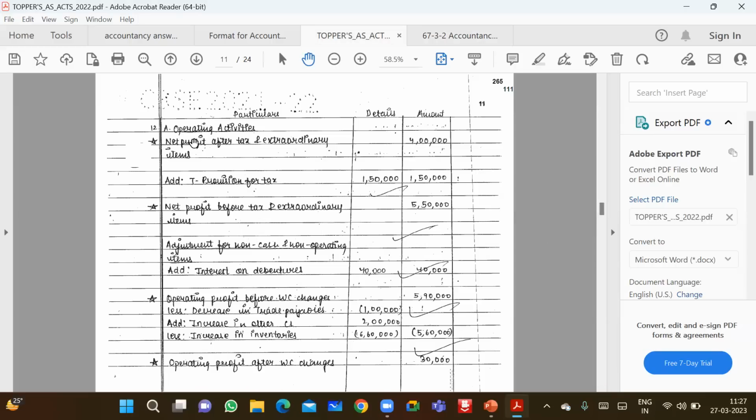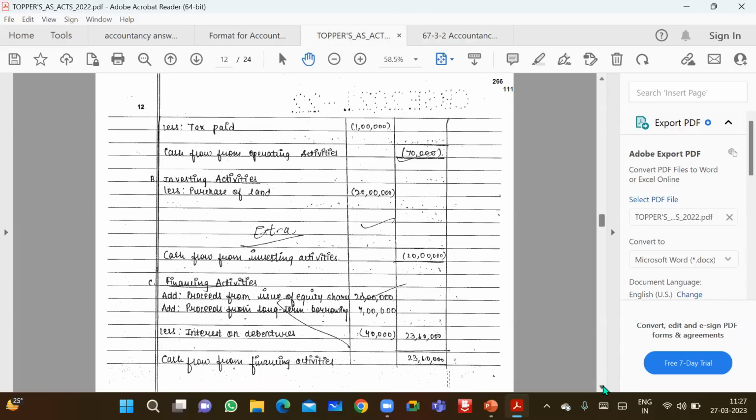So he has done operating activities and then investing as well and then financing. So the student has attempted the entire question. This way, the parts belonging to investing activity and financing activity were not required. These were the extra portion of the solution attempted by the student. So this way you need to save your time.